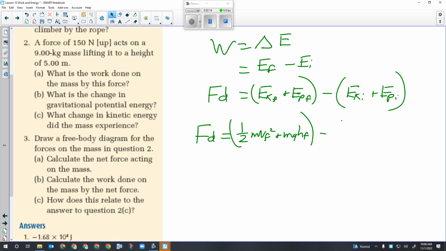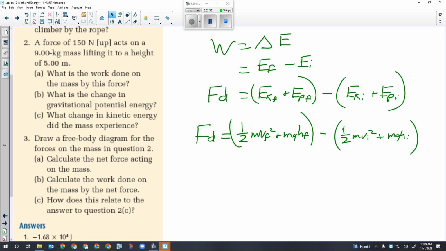Minus my initial kinetic energy plus my initial potential energy. Now, those don't have to be in brackets. I just enclose them in brackets so that you can see where everything is and keep the initial and final separate. Truly, those are not in brackets when this is done. All right, everyone follow me there?